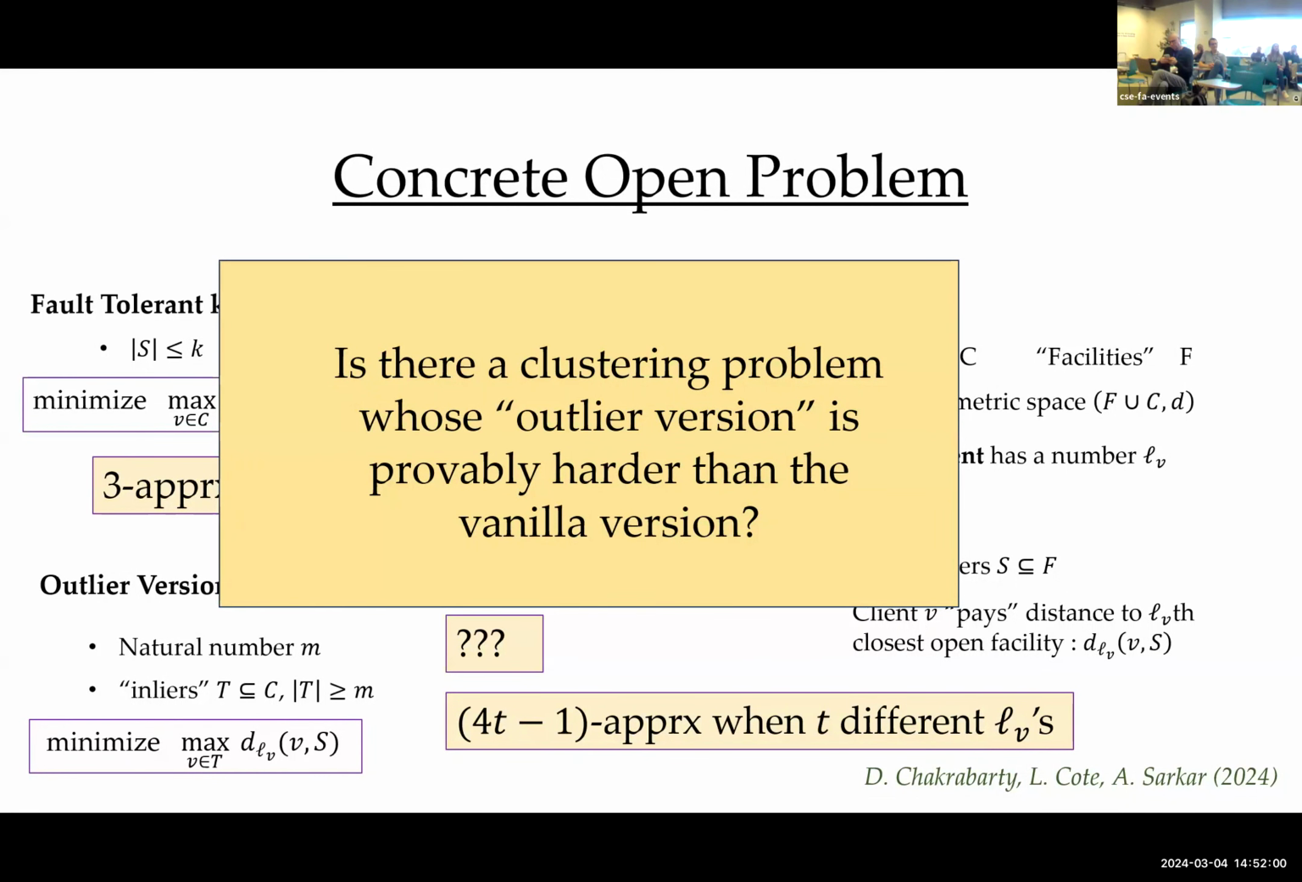But maybe this is a concrete example, the fault tolerant version, where the vanilla version without outliers has a constant factor, but the non-vanilla does not. It's super constant. I don't know. That's one maybe. So the concrete question is to see if 4t minus 1 is correct. The less concrete is: is there a different problem so that there is separation?